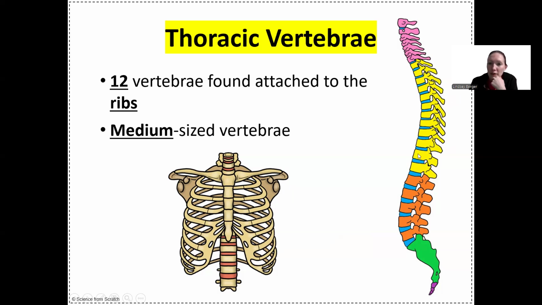And there are 12 of them. So we go T1, T2, T3, T4, and so on and so on. I'm not going to count to 12 because I think you know how to do that. So they are connected to the ribs. We call these like the medium-sized vertebra. I mean small, medium, large, whatever.